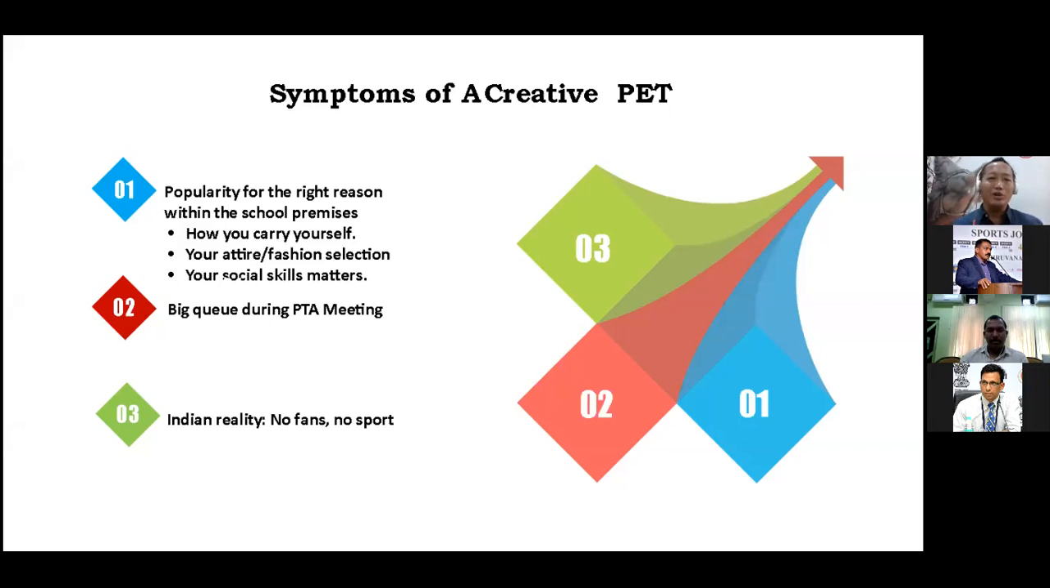And the second point I want to stress is the big queue during the PTA meeting. PTA, the Parent Teacher Association meeting, is a very important time if you work in a school. And if you want to know whether you are a good physical education teacher, this is the best time that your quality shows. If you find so many parents waiting outside your room, very enthusiastic to meet you, then that means you have fulfilled one very good quality of a physical education teacher.